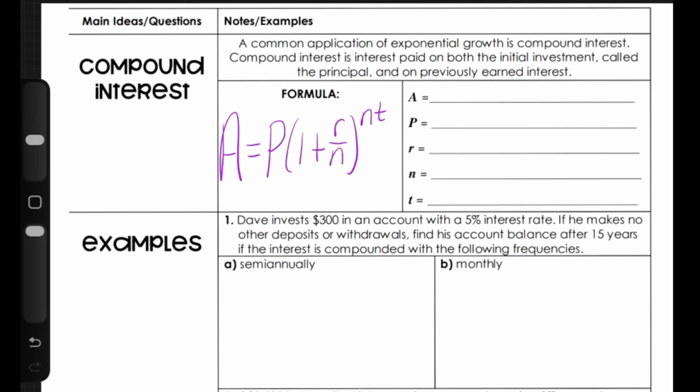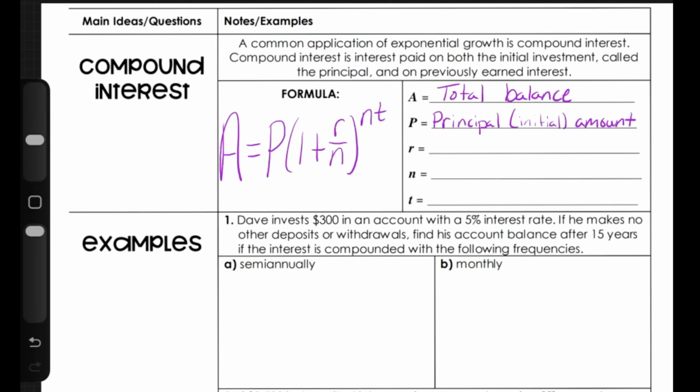First, we have our formula for compound interest, which is A is equal to P times 1 plus R over N to the power of N times T. Now, our A stands for total balance. Our P is our principal amount, or initial amount.